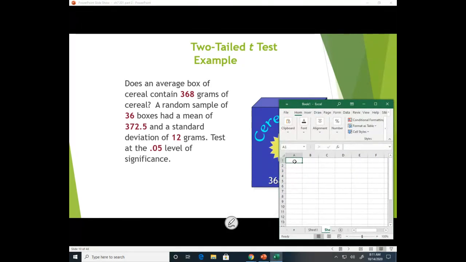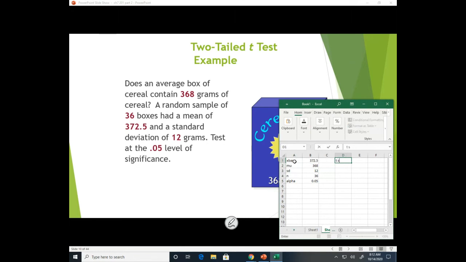We're going to pull the same variables out like we did before, except now we're going to use the t-distribution instead of the normal distribution. So x bar, our mu, standard deviation, our sample size, and our alpha. So x bar is 372.5, mu 368, standard deviation of 12, sample size of 36, and level of significance alpha 0.05.